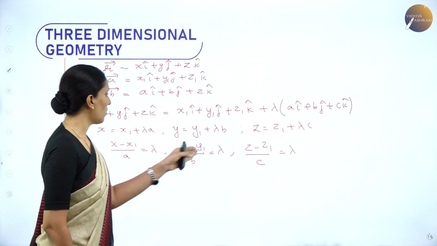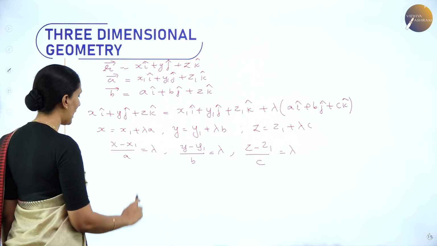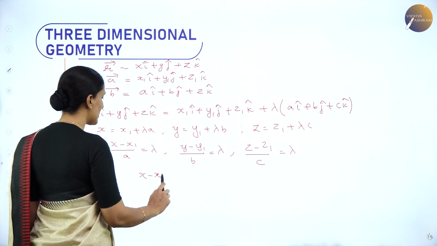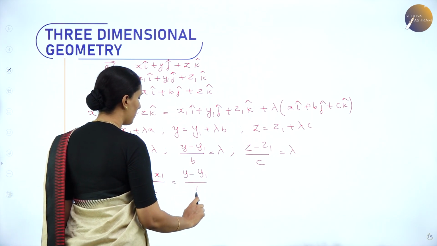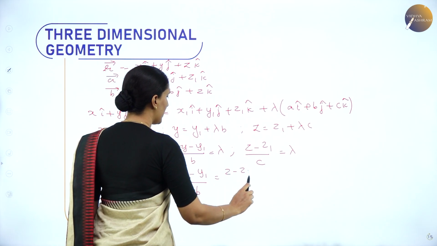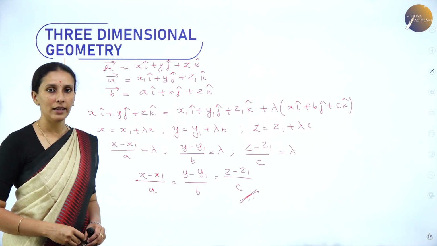Since all the components here are equal to lambda, they are equal to each other. Hence, by eliminating lambda, we can write this as (x minus x1) by a, (y minus y1) by b, and (z minus z1) by c. So, this is the Cartesian equation of the given line.